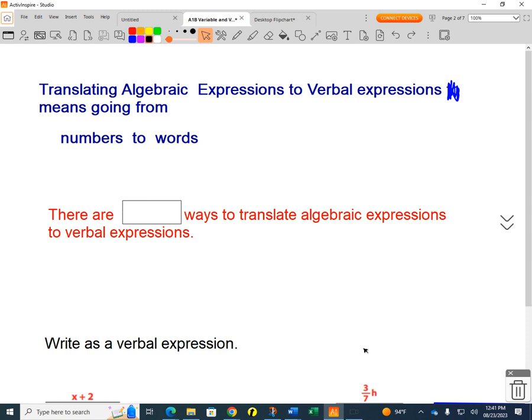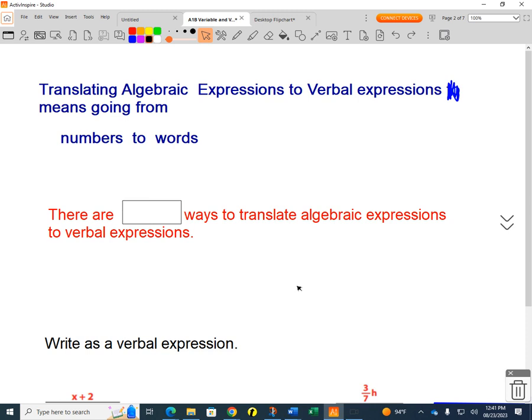So that's what you're putting in that first blank. Do you remember how many ways there are to translate algebraic expressions to verbal expressions? There's one way to go from verbal to math. How many ways can we go from math to verbal? Paul says 2. Let's look.